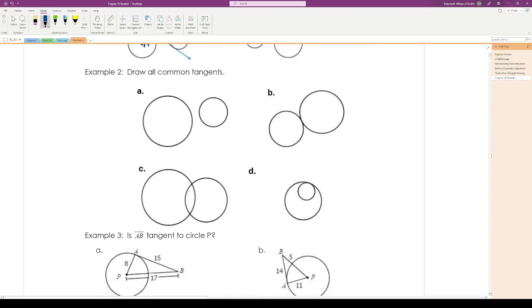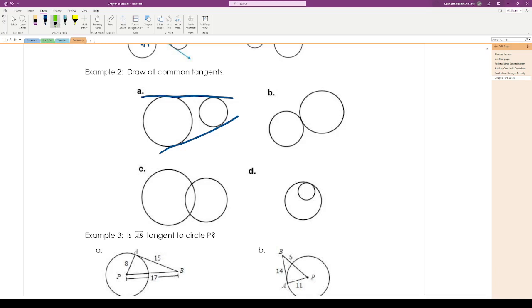So with two separate circles like this, there's a number of ways we could draw it. We could have a line that encompasses both. Here would be tangent above both of them. Here would be tangent below both of them. But we could also draw tangents that pass between the two circles.